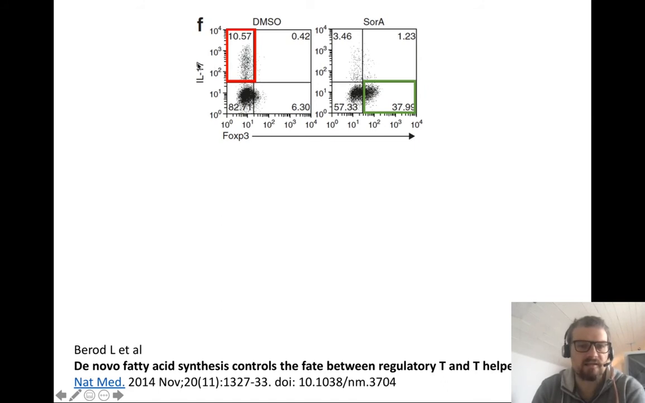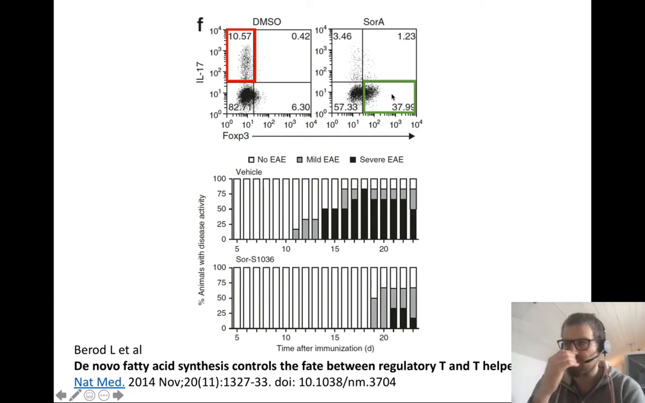So you can look at Th17s as cells that are making IL-17. Here you have lots of Th17s, but if you inhibit fatty acid synthesis, you promote lots of Tregs, and we measure Tregs by the expression of FOXP3. So a clear shift in the balance towards Tregs here in this setting.